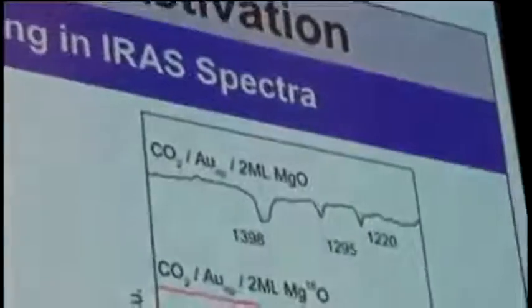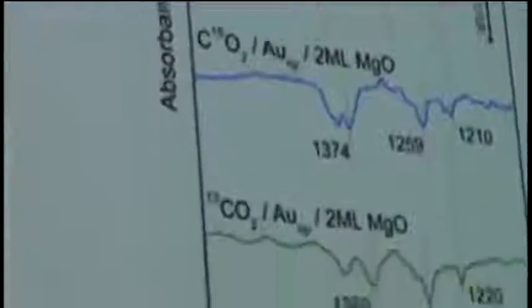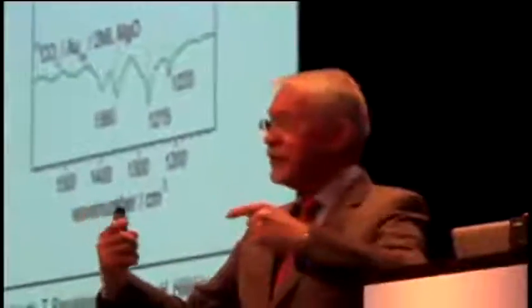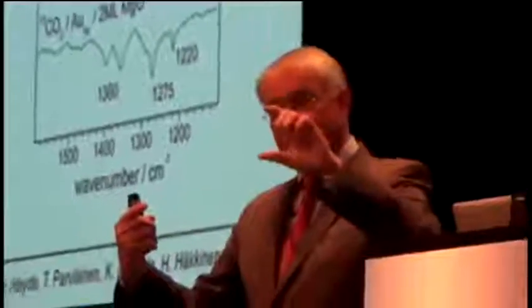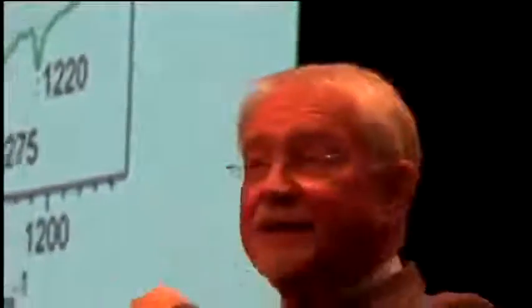First of all, you can see when you have the naked surface, no gold on it, there is a species forming, which is the carboxylate. And we can prove that because we can not only label the molecule, we can also label the substrate. And by labeling the substrate, we can exclude that a carbonate forms. Because if a carbonate would form, it would show up in the vibrations. Right? And it doesn't.